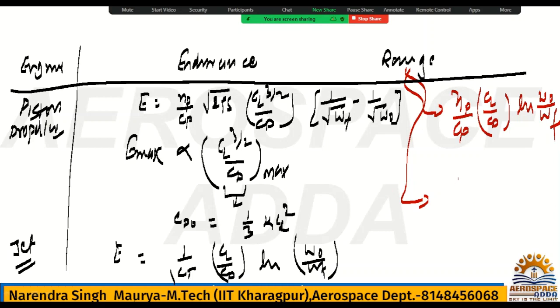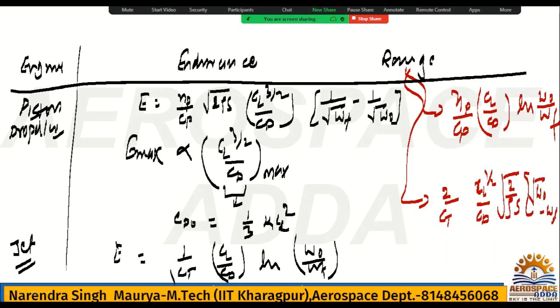Okay, and another formula is for the jet engine, where the endurance will be 2 upon c. Just now we had solved that: 2 upon ct, CL to power 1 by 2 by CD, and 2 upon rho S. Just now we had solved a problem based on it. It is W naught initial minus W.